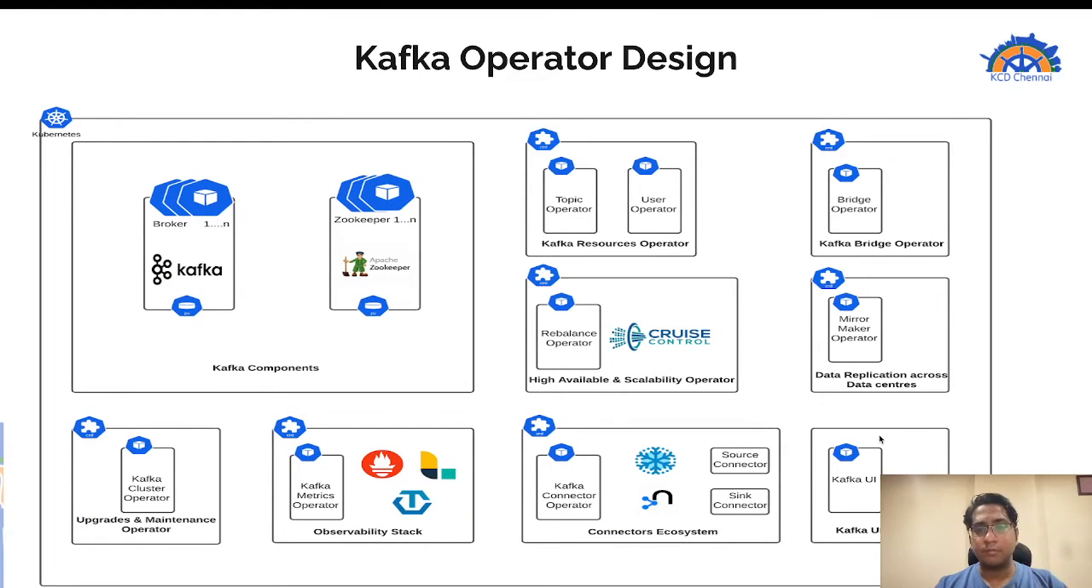So holistically, when you say there is a complete Kafka system or ecosystem which is needed, what Strimzi offers is a complete set of the ecosystem needed on production-grade systems. We just discussed the Kafka components like broker and zookeepers. We also talked about the Kafka cluster operator, which allows you to upgrade, manage and maintain your clusters. On the other hand, you also have the Kafka resources operator, mostly for creating topics and users. You have an observability stack, which allows you to generate metrics out of your resources, track those resources, and also create alerts on top of it.